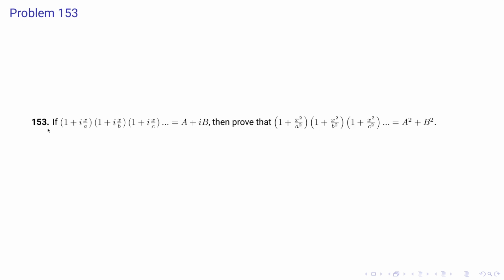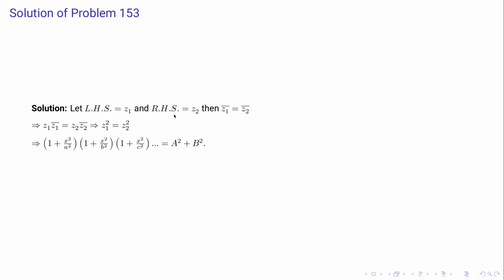Problem 153 says that if (1 + ix/a)(1 + ix/b)(1 + ix/c) and so on is equal to a + ib, then prove that (1 + x²/a²)(1 + x²/b²)(1 + x²/c²) and so on is equal to a² + b².